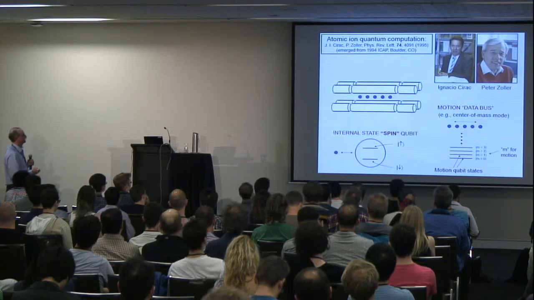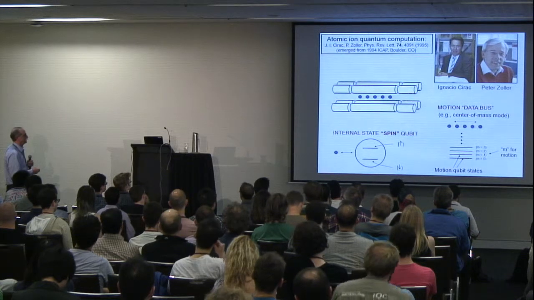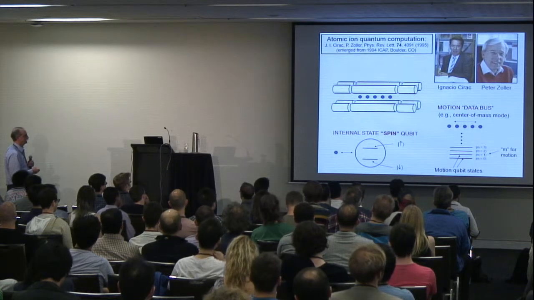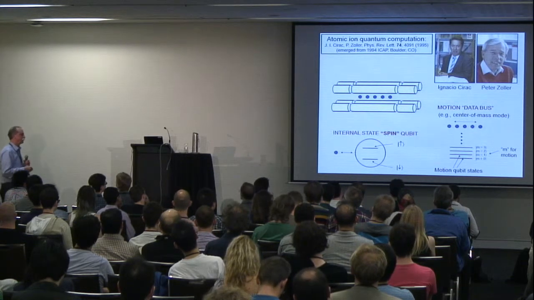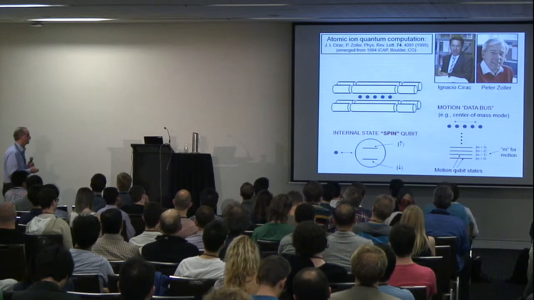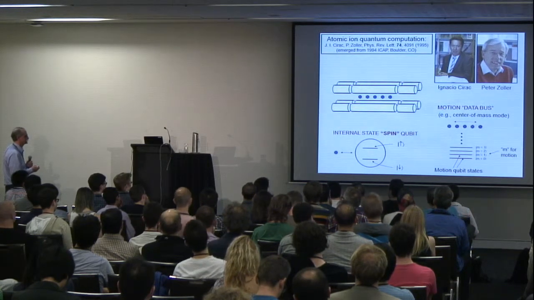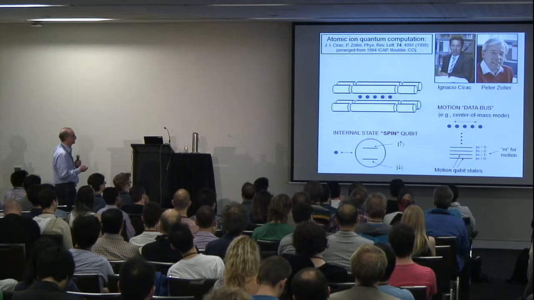Peter Zoller and Ignacio Cirac were very familiar with the kind of experiments that we could do, and they basically, I think, had the first comprehensive idea for how you might actually make a quantum computer, a quantum information processor. Anyway, the form they cast it in was for the case of atomic ions.